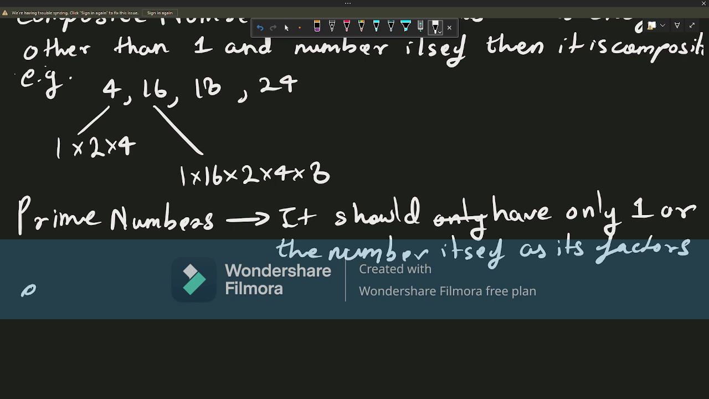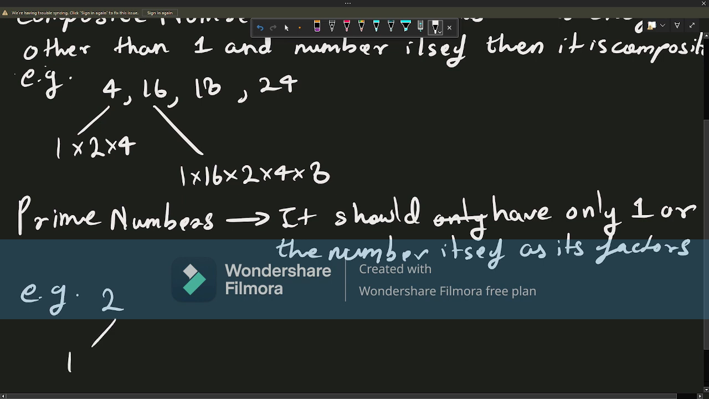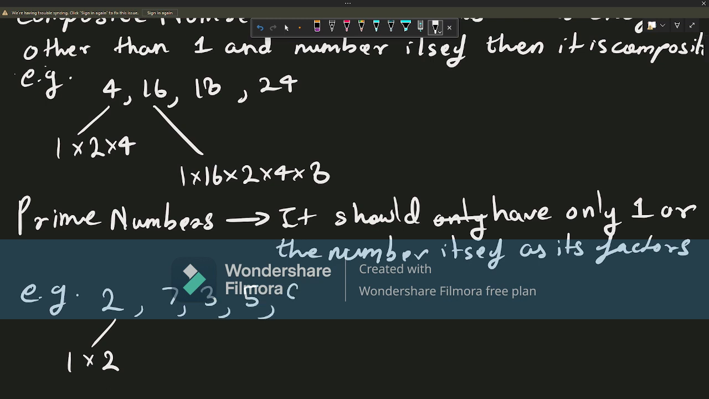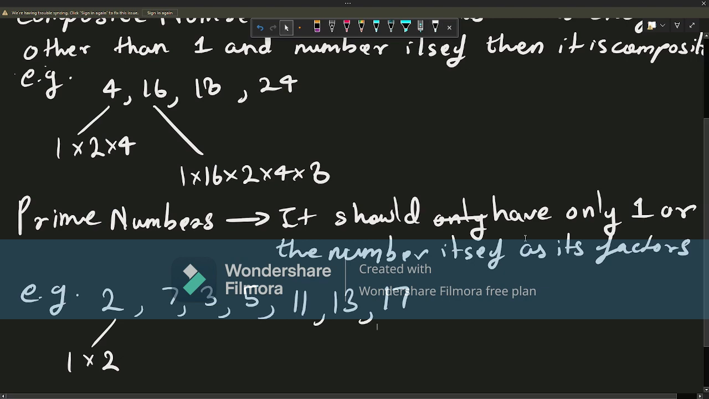Now for example, here we have 2. 2 only has 1 and the number itself, 2. Then 7, 3 also, then 5, then 11, 13 and 17. Such numbers are called prime numbers, which can only have the factors 1 and the number itself.